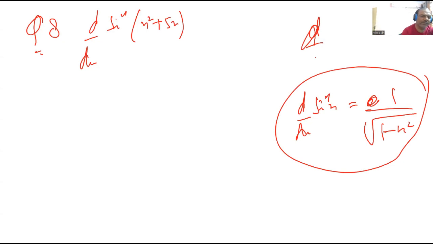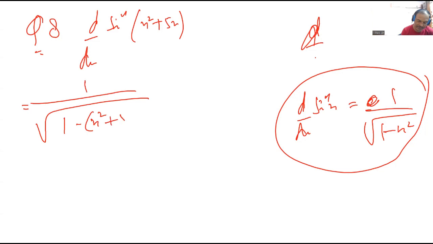This is the parent function, the differentiation of sine inverse x. Now here, x squared plus 5x, assume it to be the x. And this is becoming the parent function sine inverse x. You will be having 1 over under root of 1 minus x squared, and you are having 1 over under root of 1 minus x squared plus 5x whole squared. Now, furthermore, you have to differentiate d by dx of x squared plus 5x.